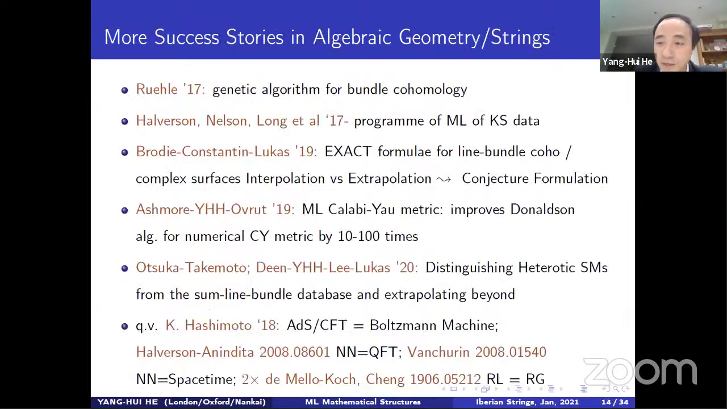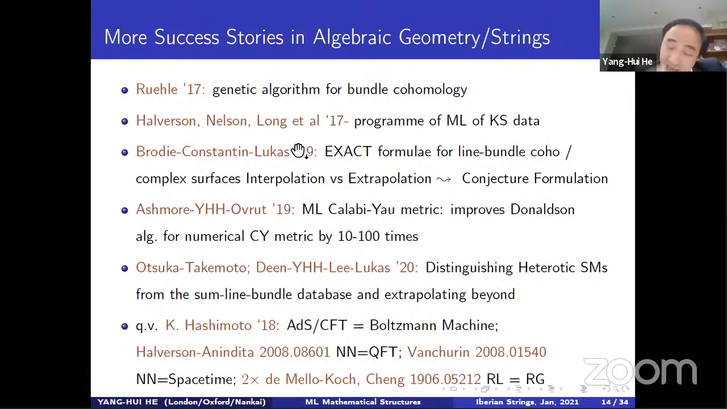So this is kind of nice. In the last two to three years, the community has really taken off with lots of wonderful work. I can't possibly summarize all of it, just some highlights. Euler used genetic algorithms to compute bundle cohomology, and Halvorsen, Nelson, Long and friends have used this, of course, on the big KS data, because the KS data is now out of reach of conventional computers.